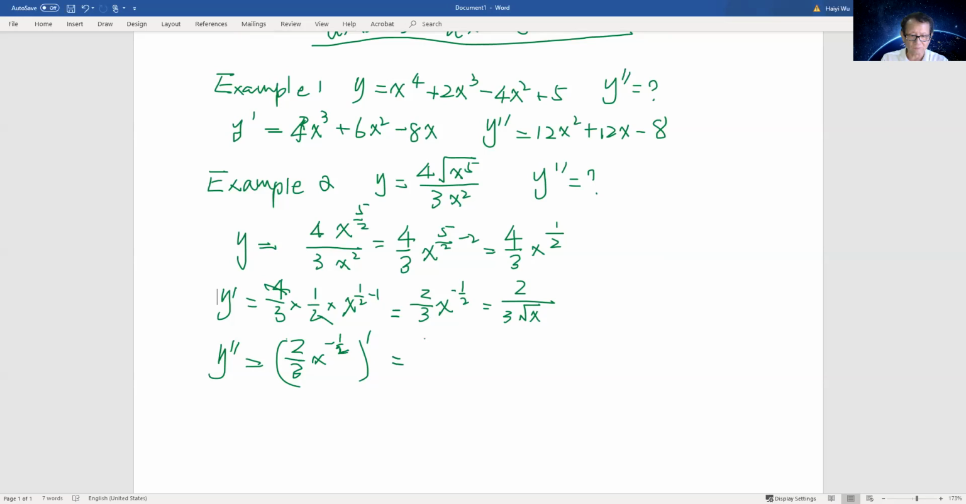So now we will have 2 over 3 times negative half times x to the power of negative half minus 1. So the 2 cancels. So finally it will be 1 over 3 times x to the power of negative 3 over 2. So now we can return it into 1 over 3 times x to the power of 3 over 2.